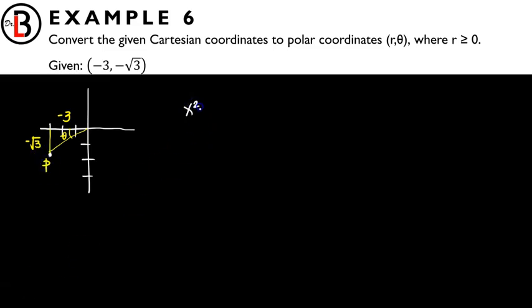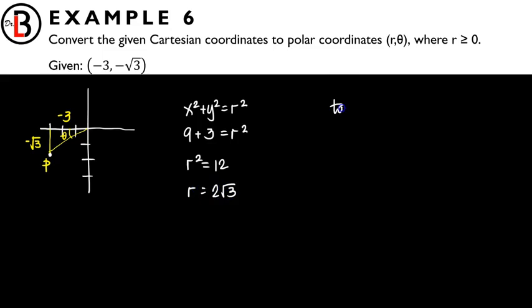Again, x squared plus y squared equals r squared. So here, that's 9 plus 3 equals r squared. I removed the negative already because I squared them. R squared is 12. R is 2 square root of 3.